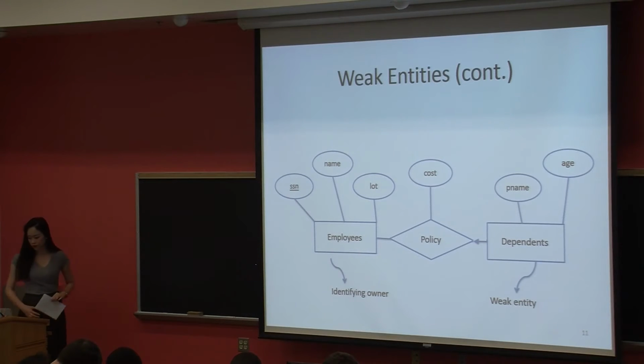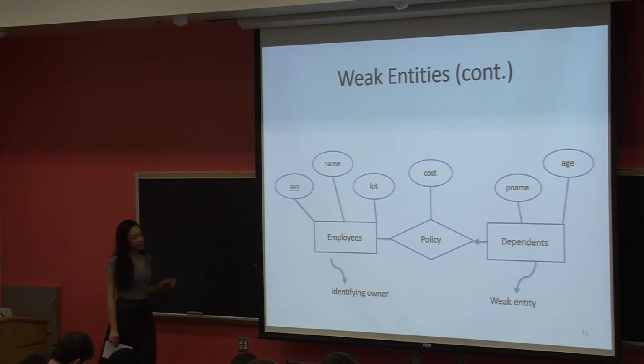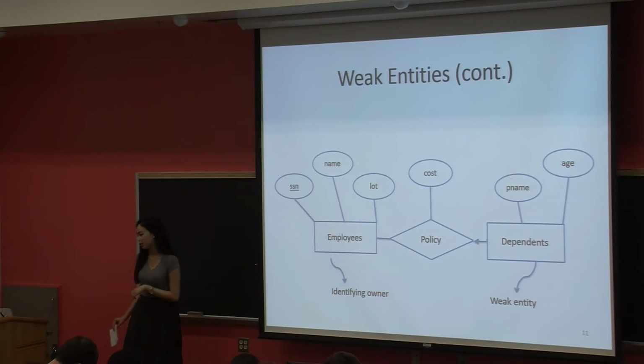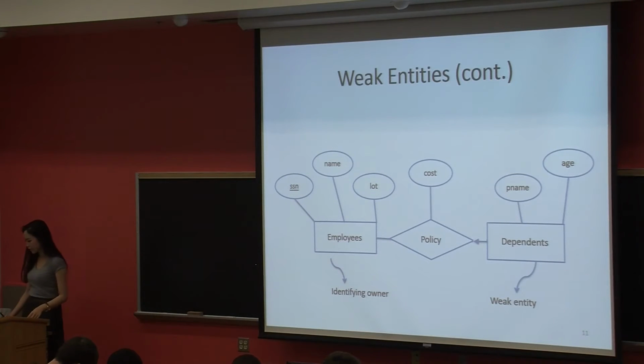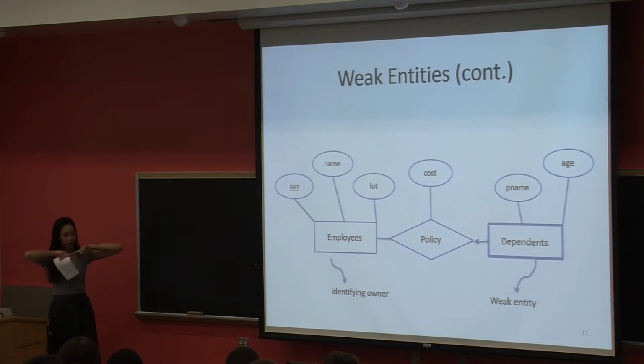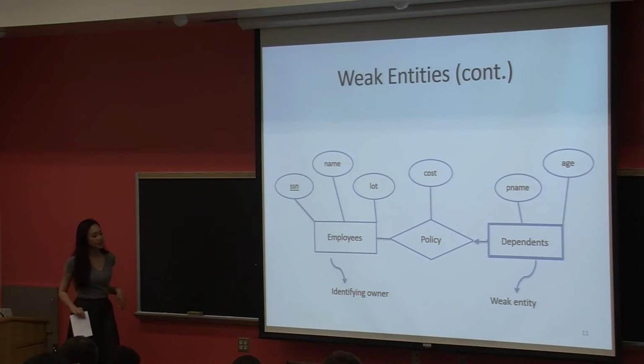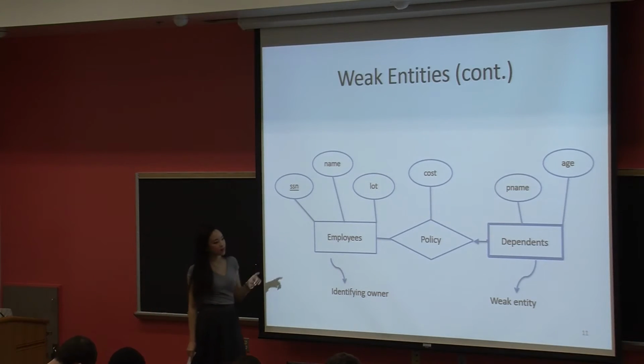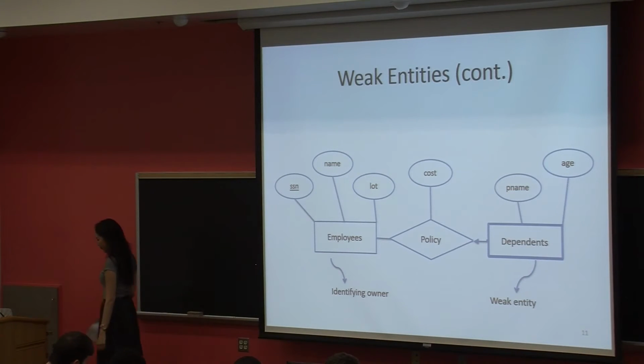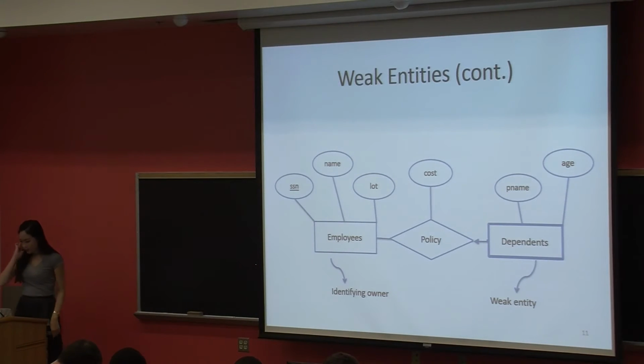So, to denote that the entity is a weak entity, the way we do it is we draw a thick line around the entity box. Okay? So if you draw a thick line around the dependent, you're saying that's a weak entity. And also to denote that the relationship is associated with the weak entity, you also draw a thick line around the policy.